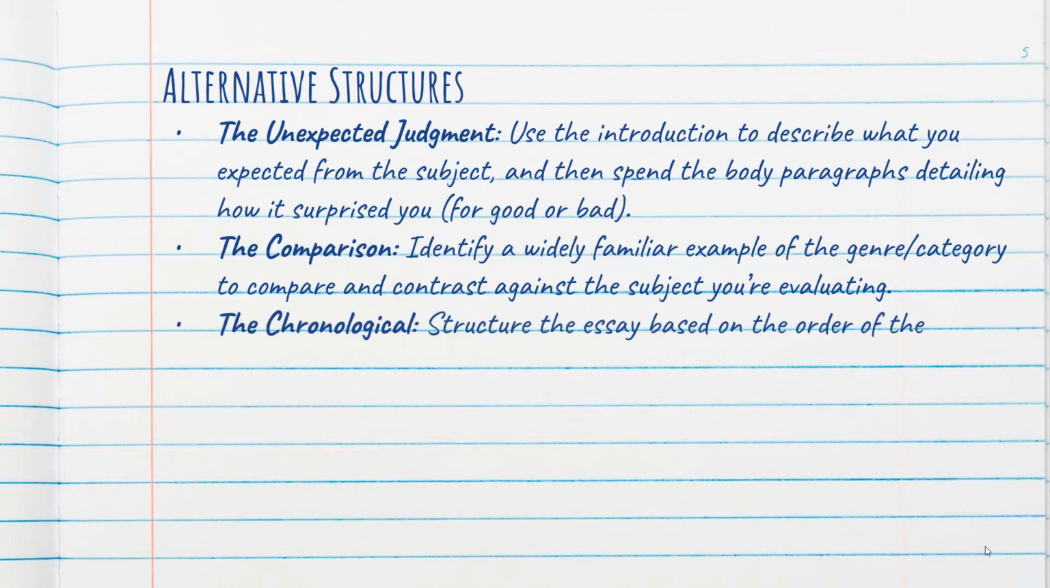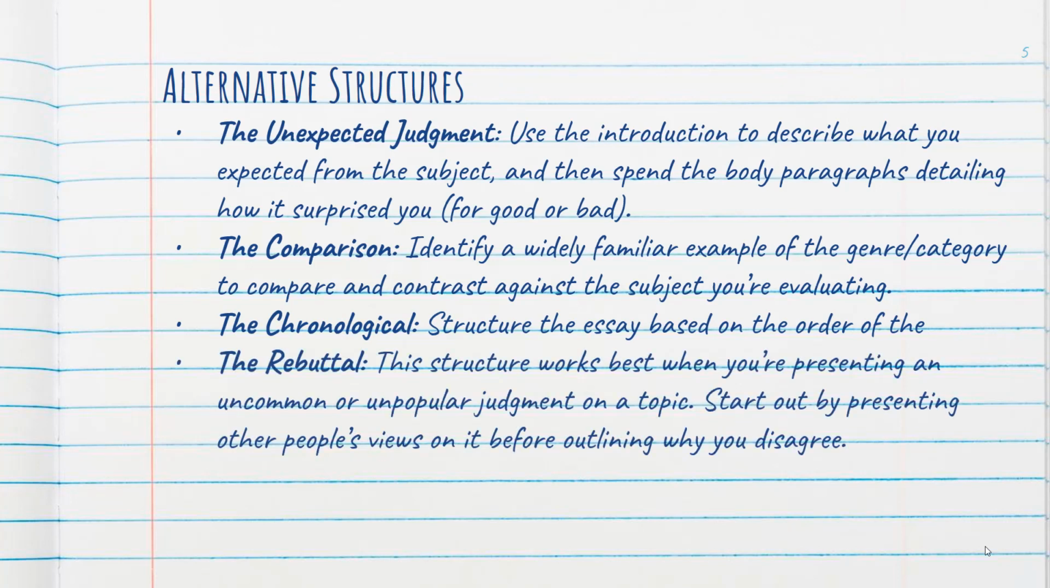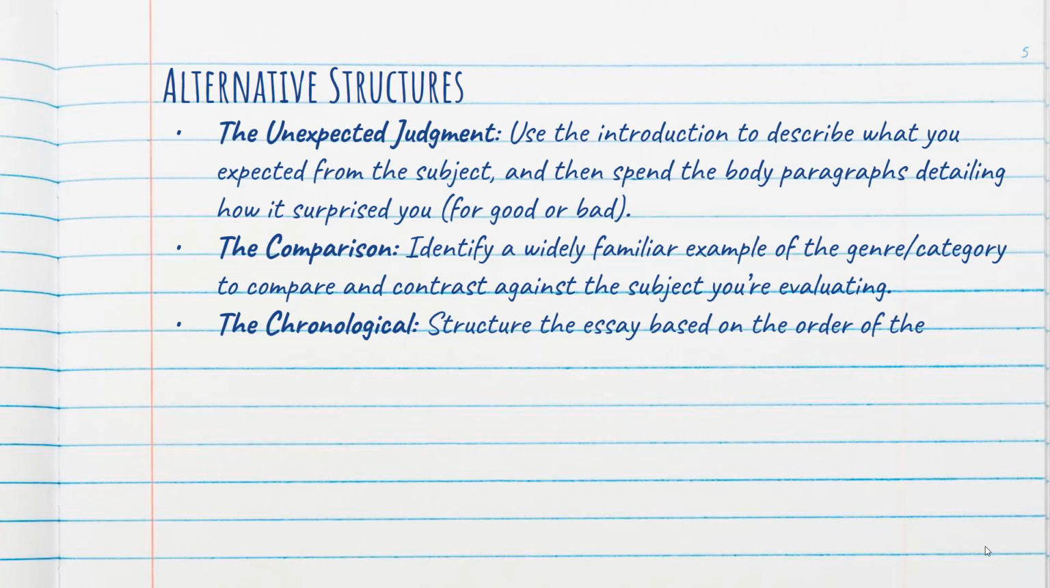You might decide to structure it chronologically. That would be based on the order of the subject itself. So this works like if you're doing a movie or a TV show, you might decide to evaluate it in the order that it happens. Like you might have a song that you evaluate. Well, first you'll evaluate the first verse, then the second verse, then the chorus. You might evaluate it in the order that we encounter it.